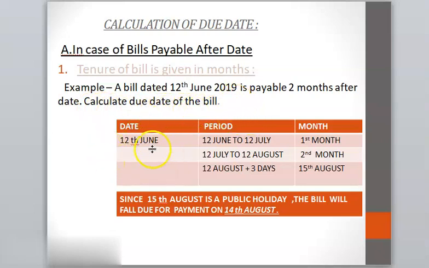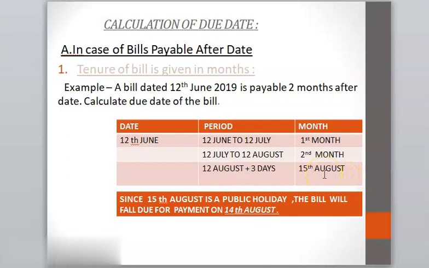Now see here, the period of the bill starts when the bill is drawn, that is 12th of June. We start calculating from 12th of June to 12th of July, 1 month, and again from 12th of July to 12th of August, second month. So our 2 months period gets over. But as per the rule, we have to add 3 days grace period. So when we add 3 days to 12th of August, we get 15th of August.